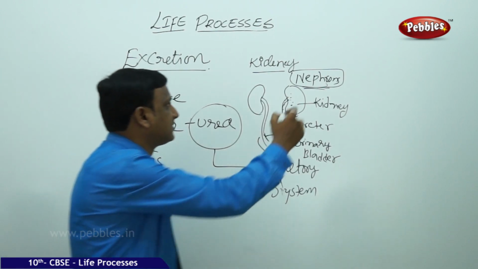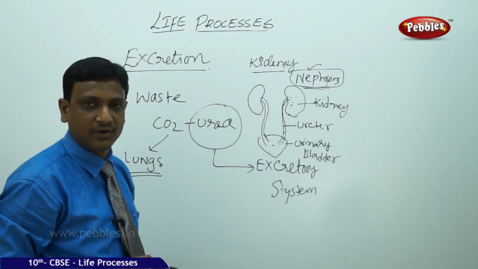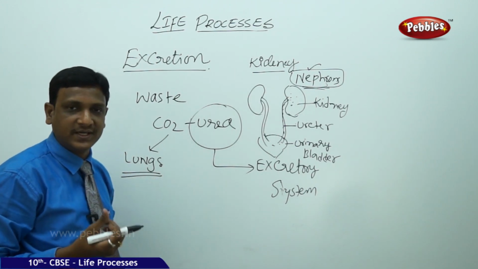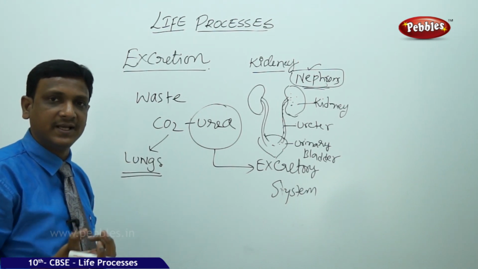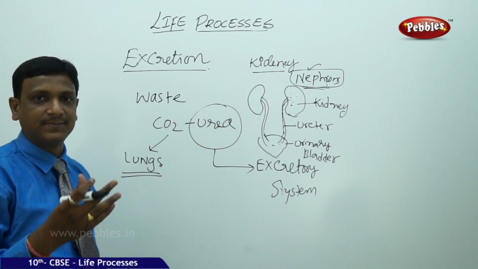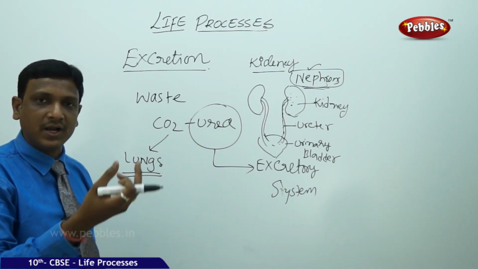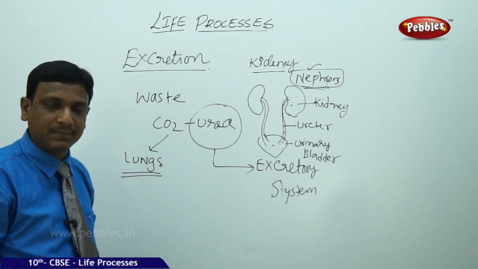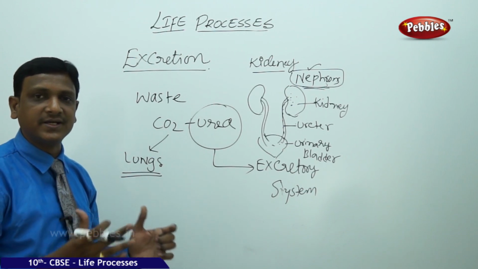So what is the function of this nephron? What is a nephron? A nephron is a unit of the kidney. What is the function of the nephron? To filter the blood. What does it filter? It removes the urea. Along with the urea, some water is absorbed, some salts are absorbed. But reabsorption takes place. Whatever salt and water is absorbed, the waste is kept back and the water is reabsorbed. So the urine is concentrated.